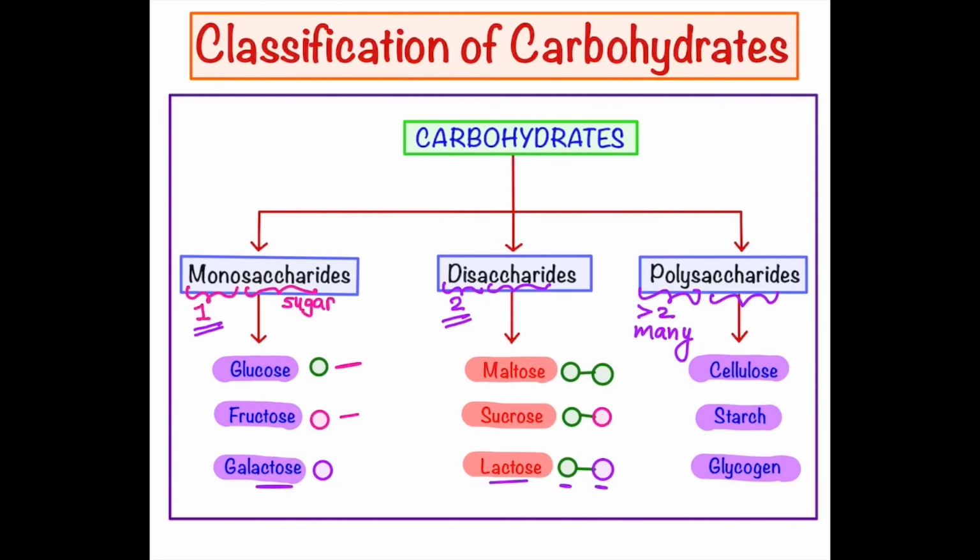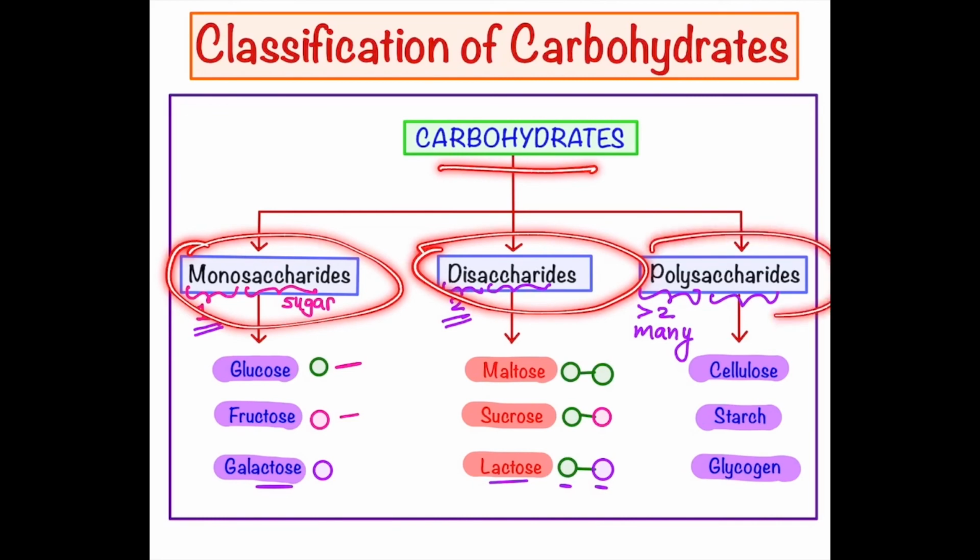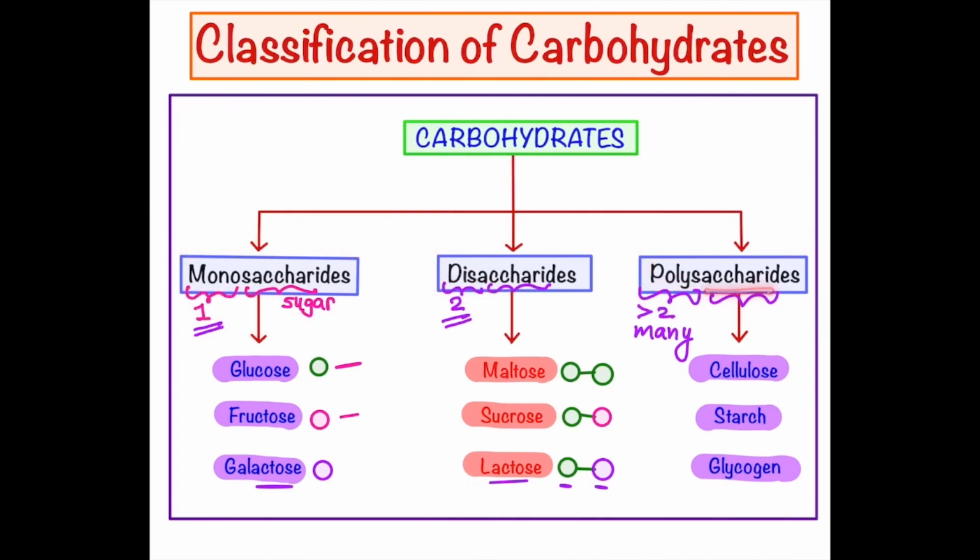A quick revision: carbohydrates are always classified into monosaccharides, disaccharides, and polysaccharides. Mono stands for one, saccharide stands for sugar, di for two sugars, poly for many sugars. The examples of monosaccharides would be glucose, fructose, and galactose; disaccharides, maltose, sucrose, and lactose; polysaccharides, cellulose, starch, and glycogen. Maltose is always made up of two glucose molecules. Sucrose is made up of glucose plus fructose molecule. Lactose is made up of glucose plus galactose molecule.